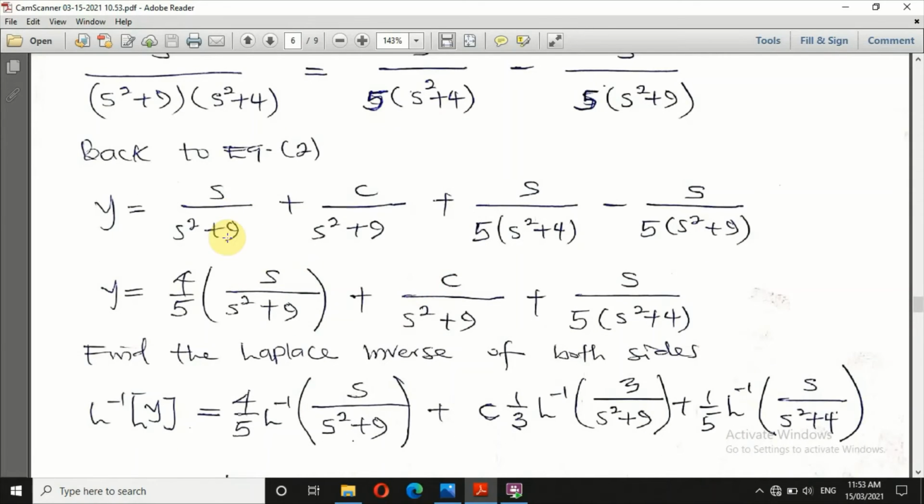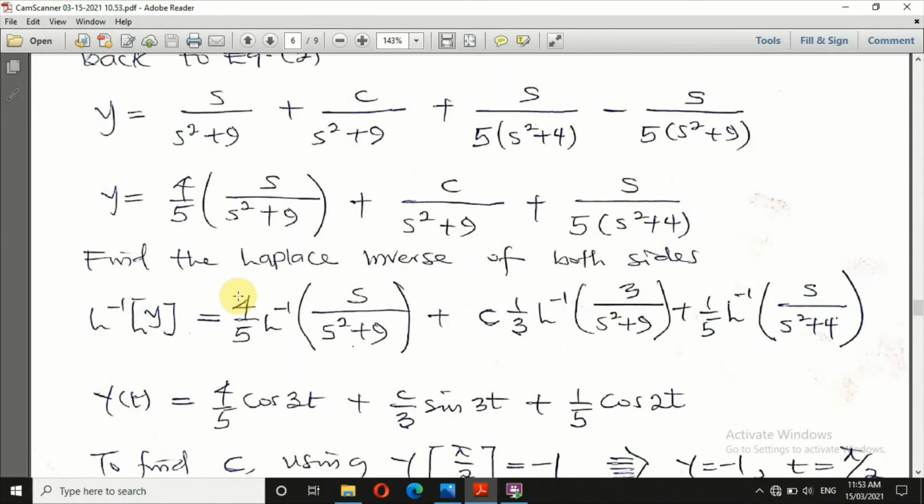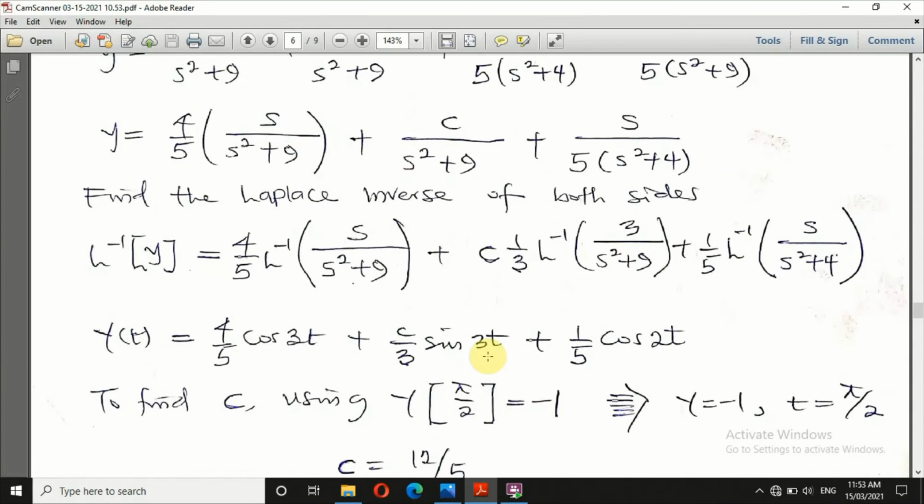It's very simple. See, I just only group the first, second, and the last. Then you group others too. Then you find the inverse of both sides. So by the time you find the inverse of both sides, you have this expression. But remember, we still have the constant C here, and we need to find C. So how do we find C now?